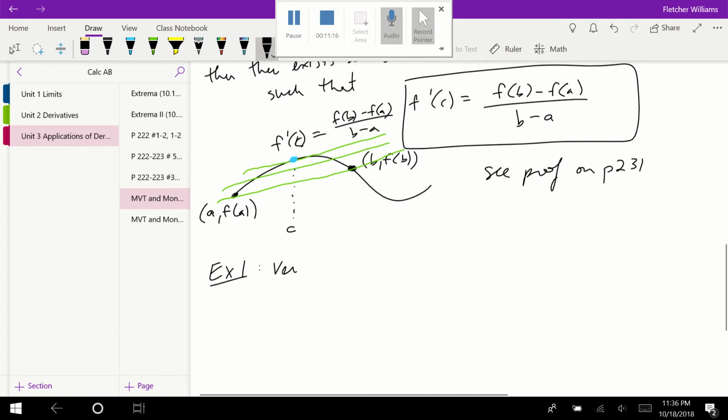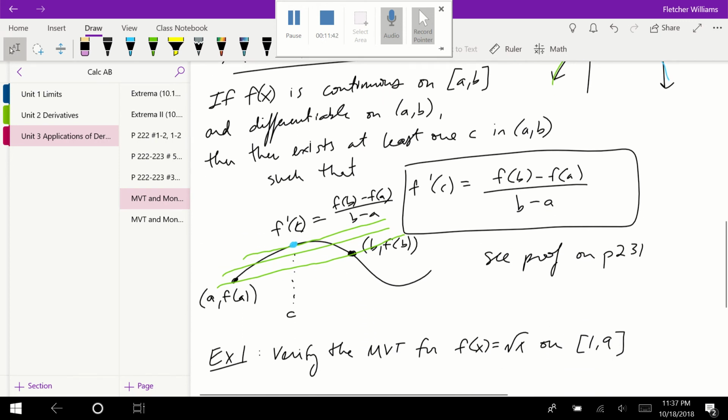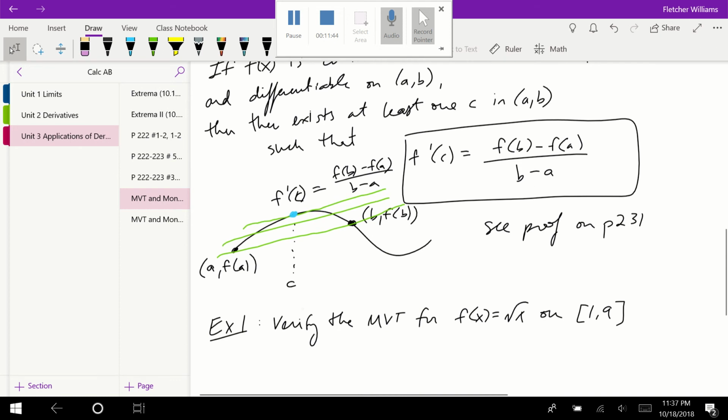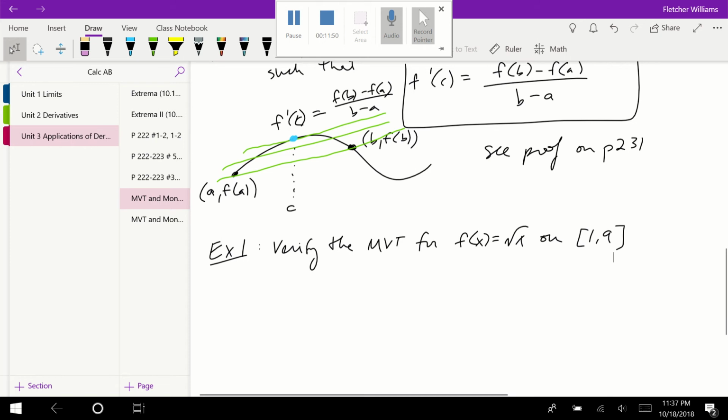let's do this. Let's verify the mean value theorem for f(x) equals root x on this interval 1, 9. So we want to verify it. That means, well, the theorem says if it's continuous on [a,b] and differentiable on the open (a,b), then there's at least one c in (a,b) such that the derivative equals the slope between the endpoints. So let's find the derivative.